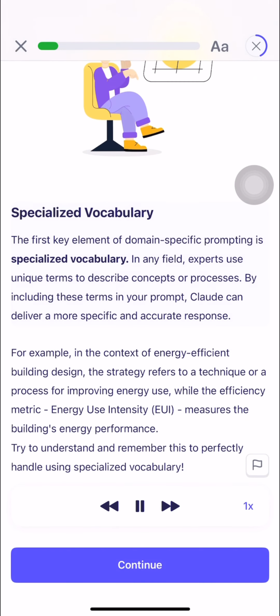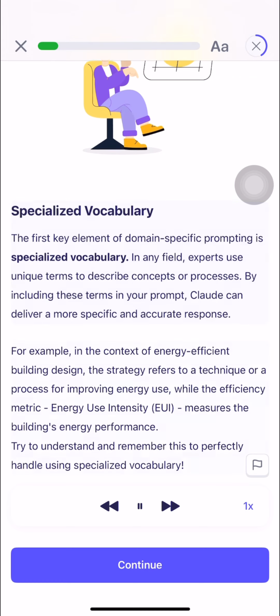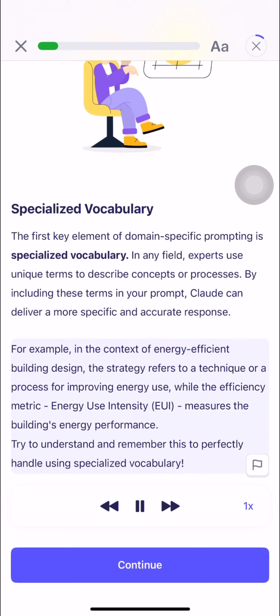In any field, experts use unique terms to describe concepts or processes. By including these terms in your prompt, Claude can deliver a more specific and accurate response. For example, in the context of energy-efficient building design, the strategy refers to a technique or a process for improving energy use, while the efficiency metric, energy use intensity, EUI, measures the building's energy performance.